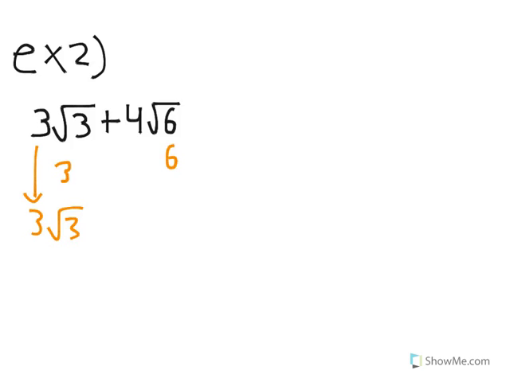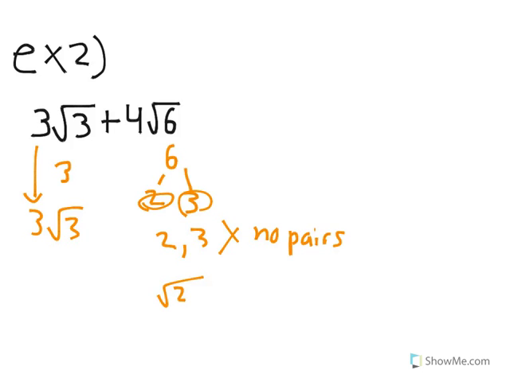Let's see if we can do anything with 6. 6 divides into 2 and 3, so we have our list, 2, 3. These are both prime numbers, so we stop here. Is there any pairings? No pairs. So we're just going to end up with the square root of 6, and we bring down the 4. See, these didn't simplify at all.